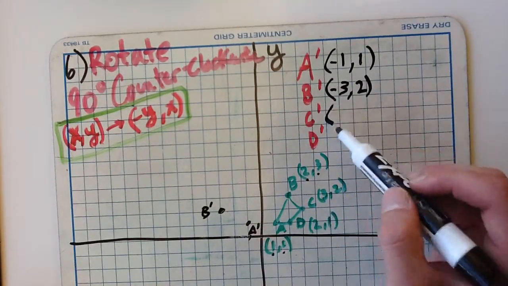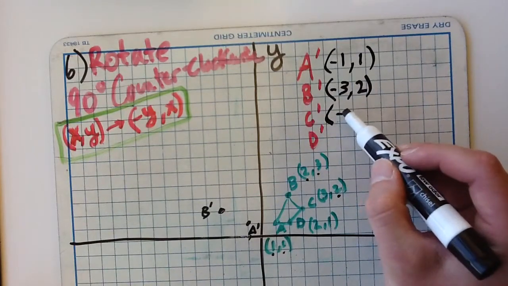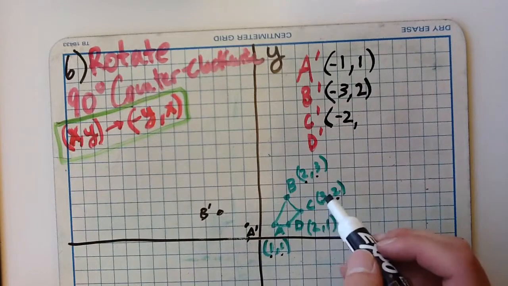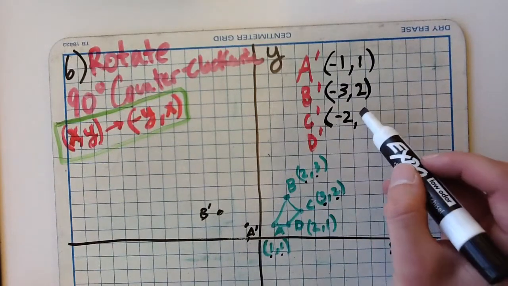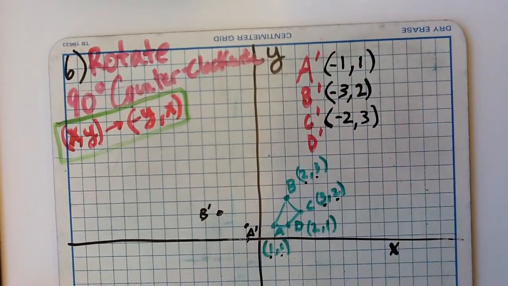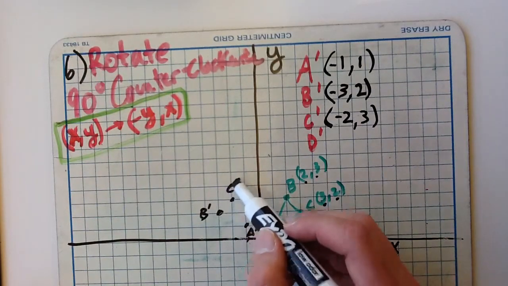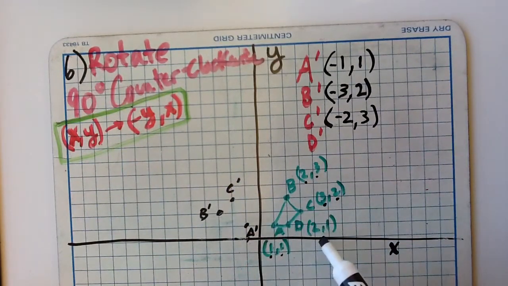So the opposite of 2 would be negative 2. That's my X coordinate for C prime. And my Y coordinate is the X coordinate in C. So negative 2, 3. Negative 2, up 3. This is C prime. And then D is at 2, 1.